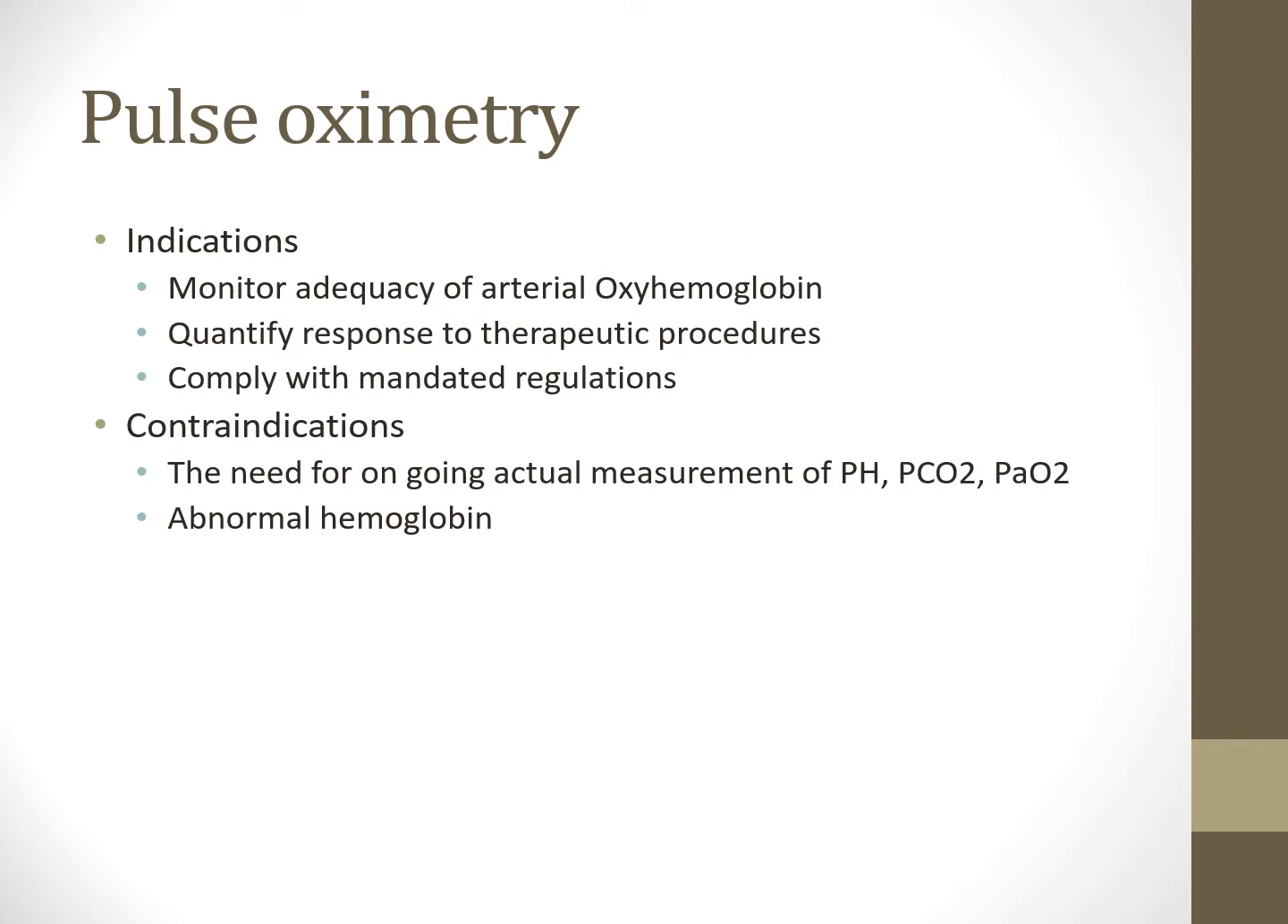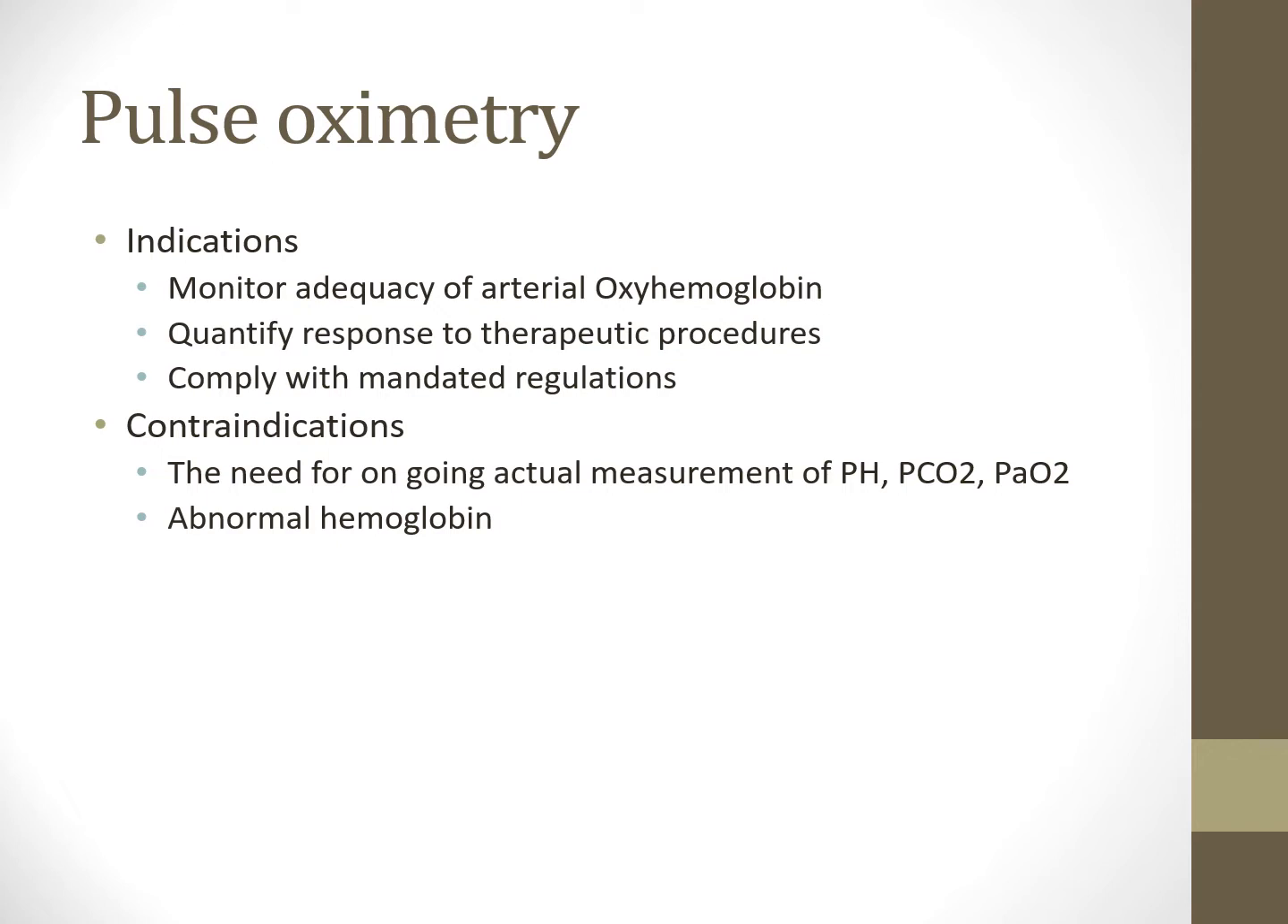Contraindications, the need for ongoing actual measurements of pH, CO2, and PO2. So that's the thing, like if they're requiring to monitor pH, CO2, and PO2, pulse oximetry won't be able to do that. So you cannot replace a blood gas with pulse oximetry, no matter how currently accurate it is, unless something changes in the future, which that would be nice, right? Less sticks in the artery would be nice.